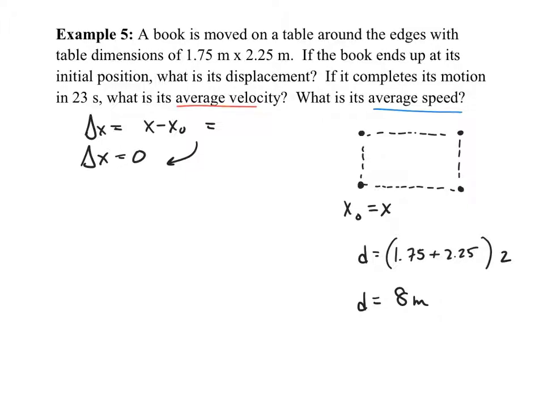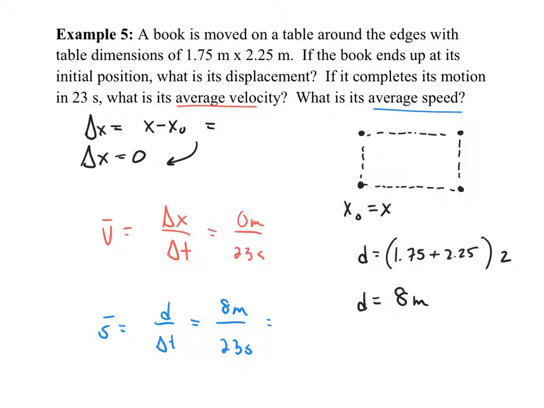So my average velocity, if you remember, keep putting delta there. My average velocity is delta x over delta t. But my average speed is going to be my distance over delta t. So my speed is 8 meters over the total 23 seconds, while my velocity is 0 meters over 23 seconds. So although it's not logical to state this, your average velocity is 0.